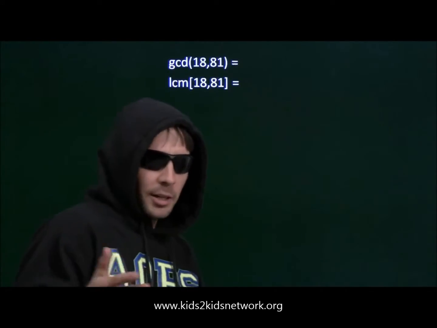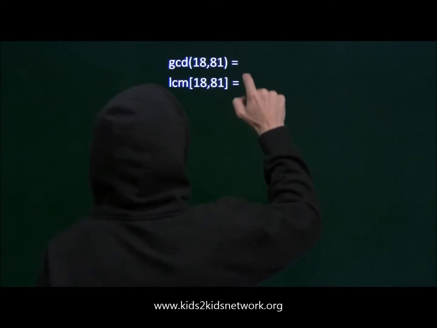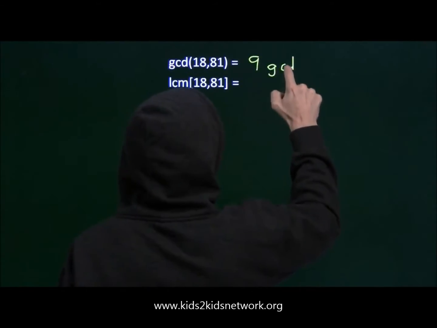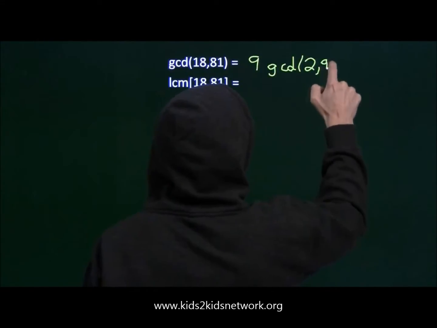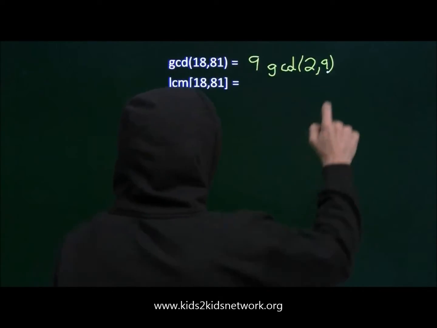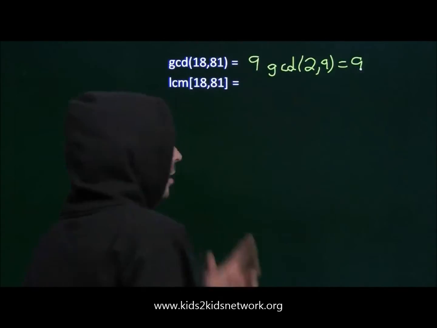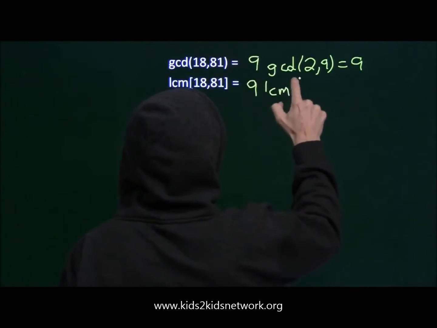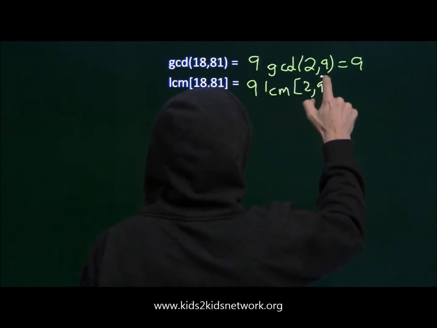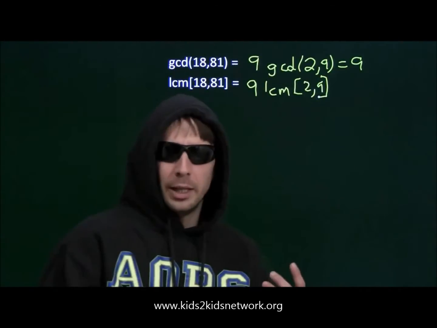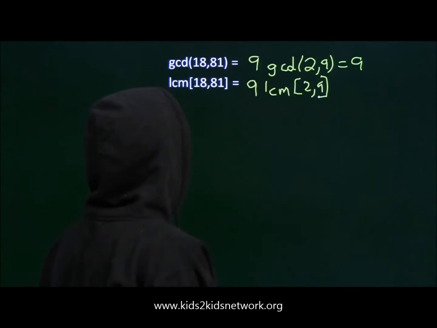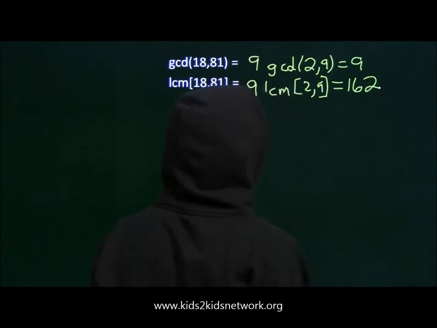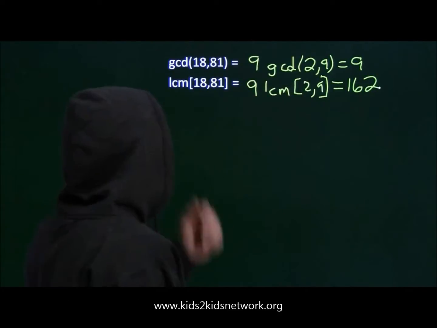GCD of 18 and 81, we're not going to go to that prime factorization nonsense. We're going to factor out a 9, because they both clearly have a factor of 9. So that's 9 times the GCD of 2 and 9. GCD of 2 and 9 is 1, so this is just 9. Same deal down here. We're going to pull out the factor of 9 times the least common multiple of 2 and 9. Least common multiple of 2 and 9 is 18, so this is just 9 times 18. And that's 162.